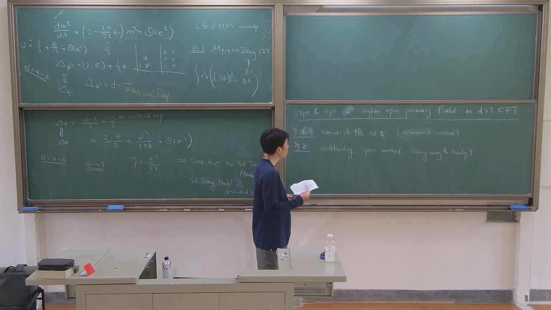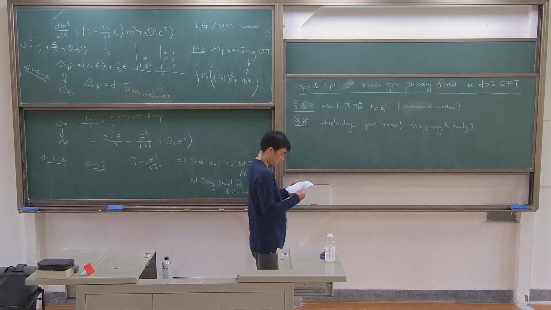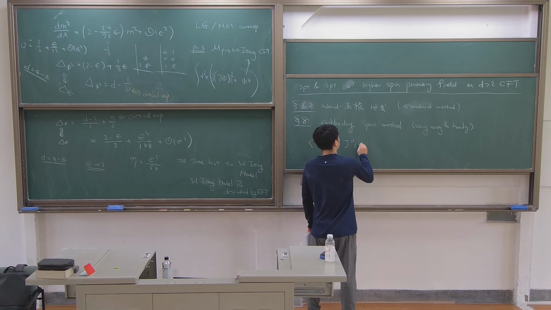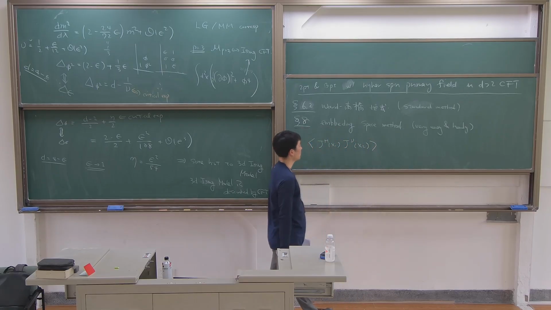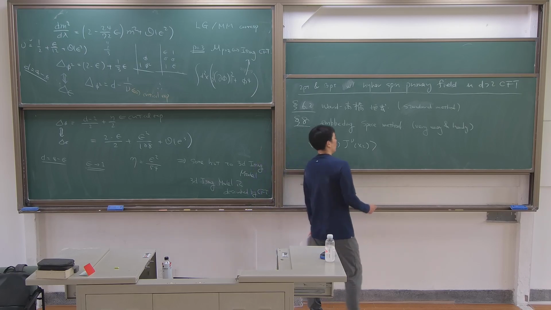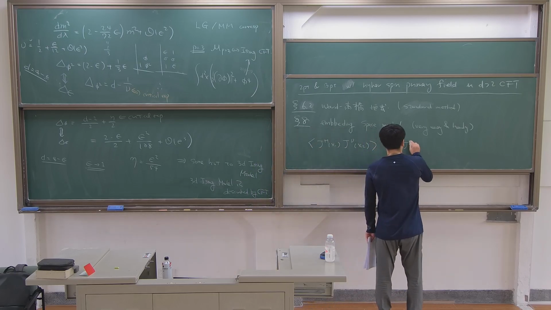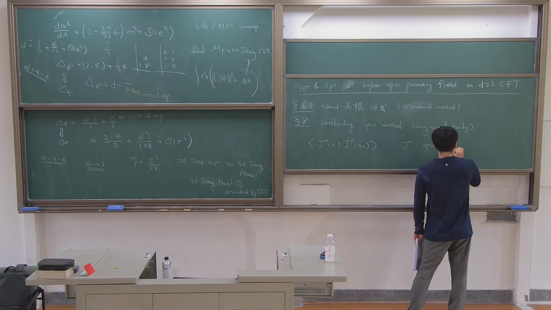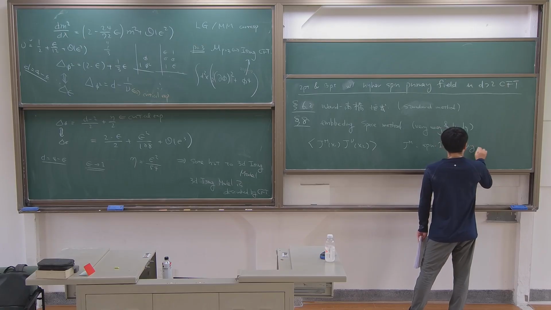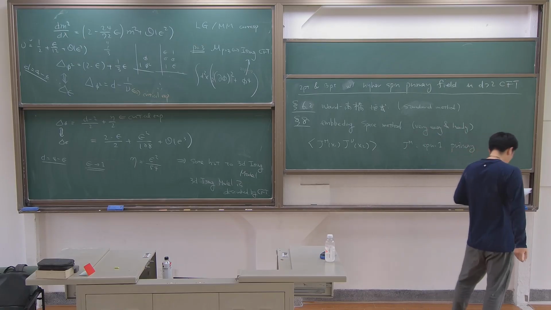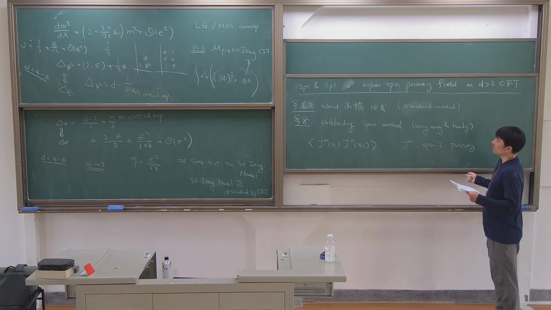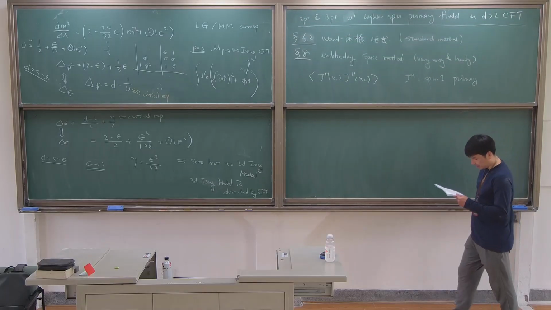So now I just want to derive the 2-point function of J mu of x1 and J mu of x2, where J mu is the spin 1 current. That's what I want to show. The method is usually very, very simple.